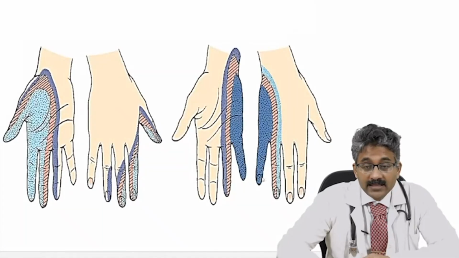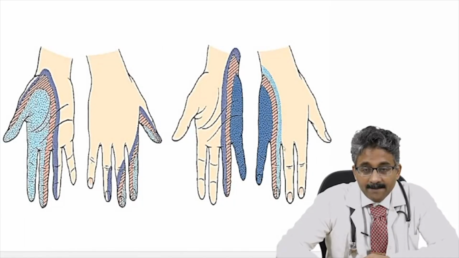Okay, in the dorsal aspect, you see here, the dorsal aspect. Okay, the lateral 3.5 is supplied by the radial nerve posteriorly. Okay, and the medial 1.5 fingers are supplied by the ulnar nerve.